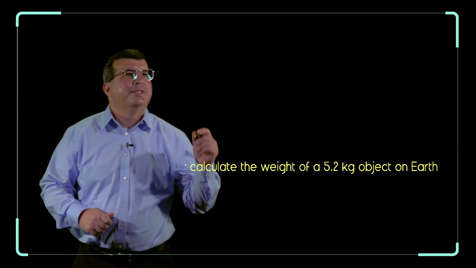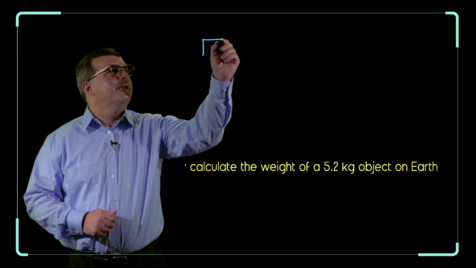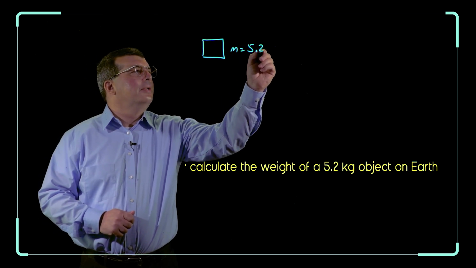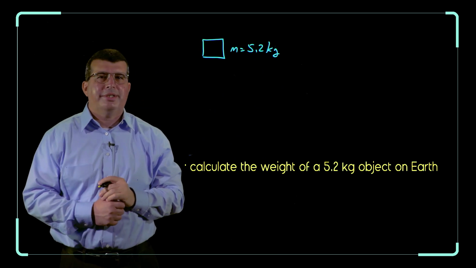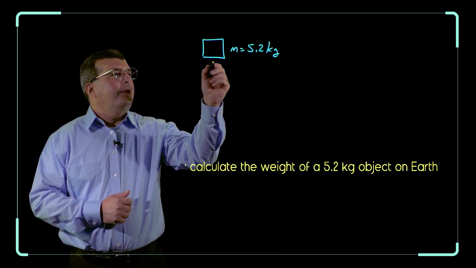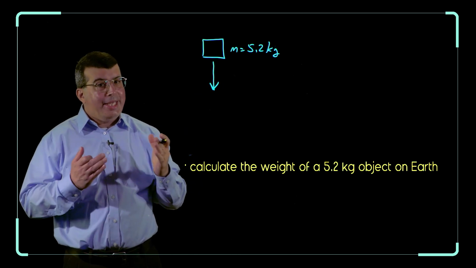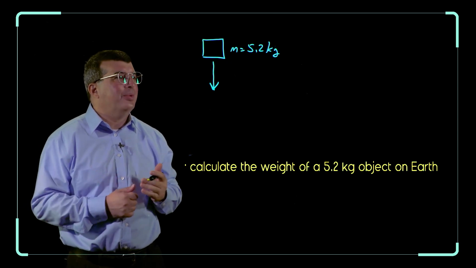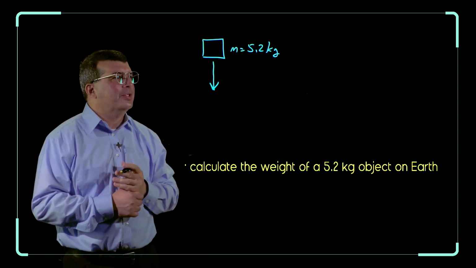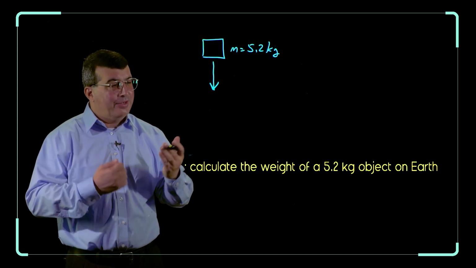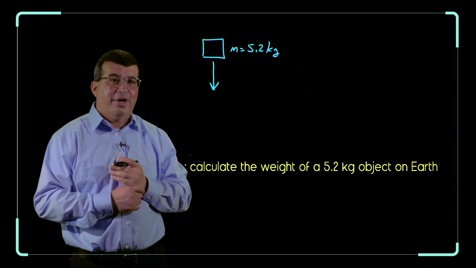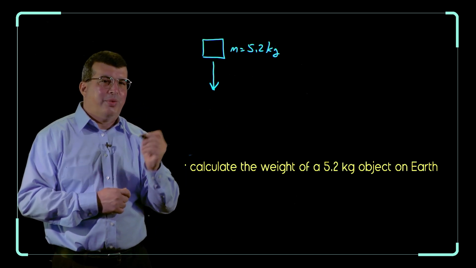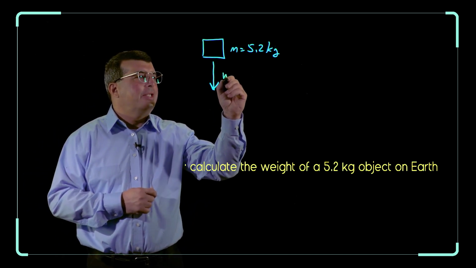Okay, let's check you. Here is our 5.2 kilogram object. The weight is a downward force. The direction of gravitational force basically defines what we mean by downwards. So we know that the gravitational force will be downwards. That's the definition of down. So the direction of weight is going to be down, so I'll write that as W.